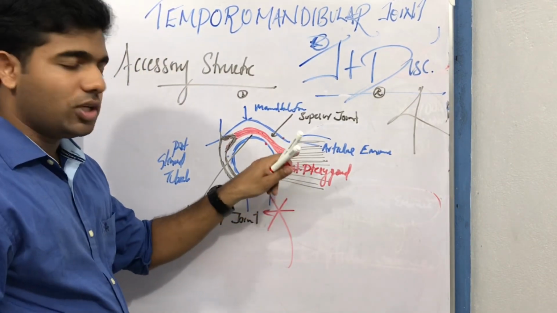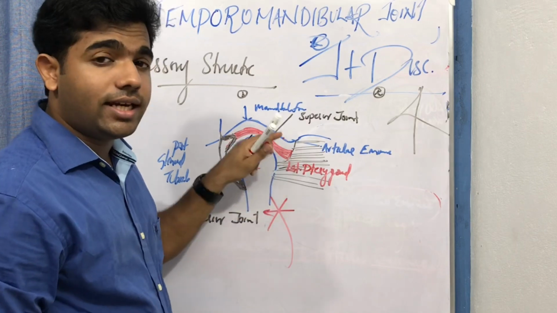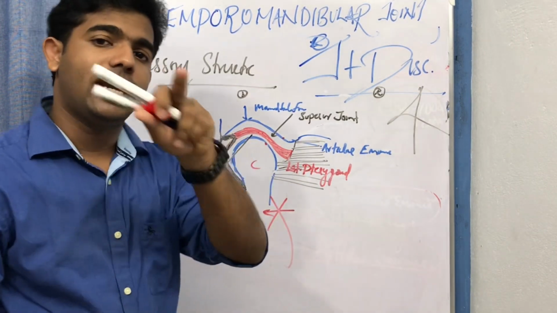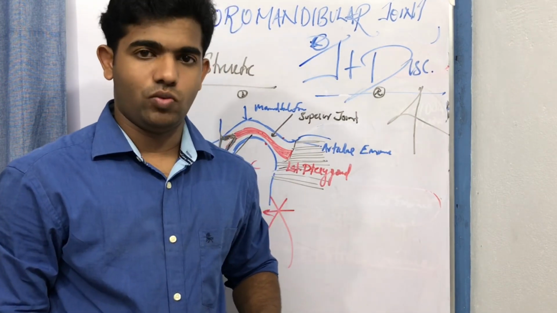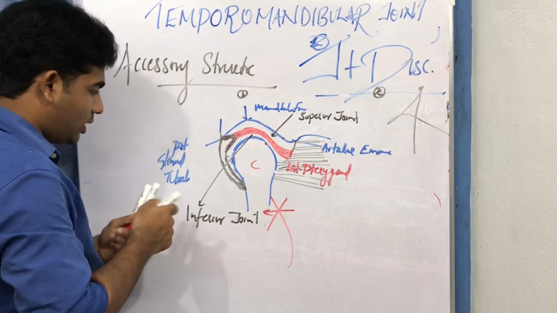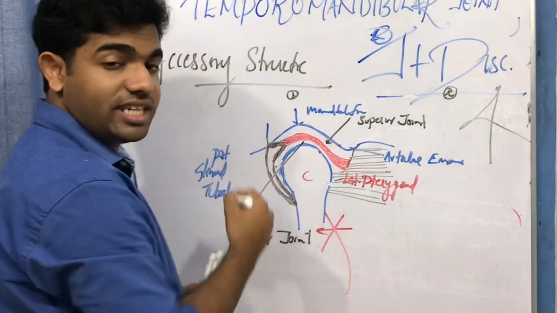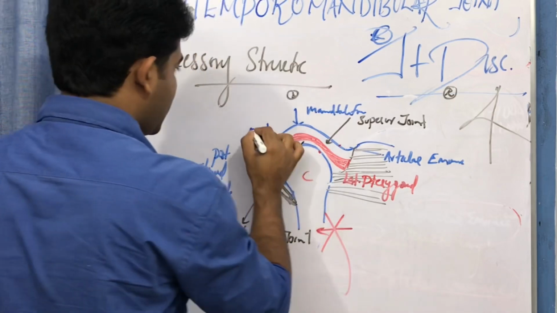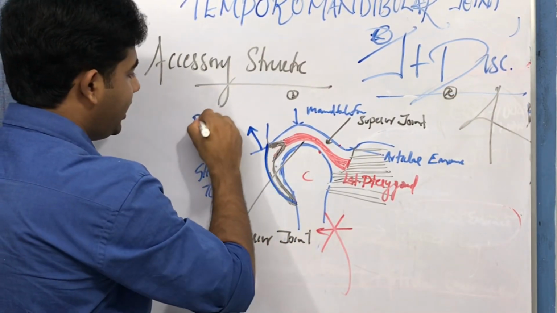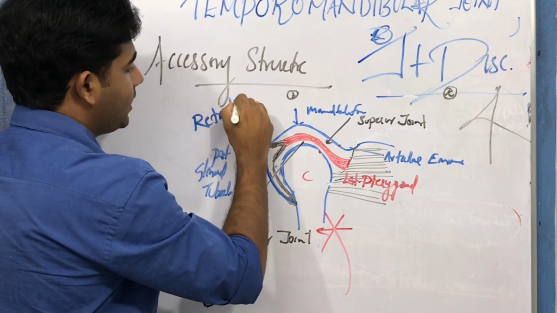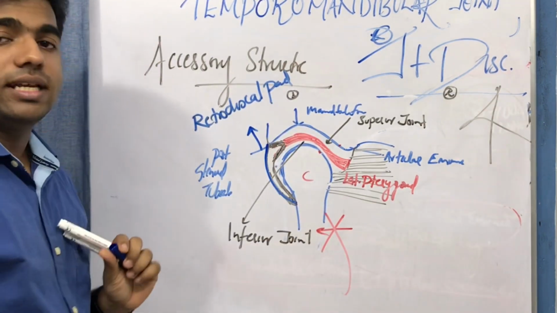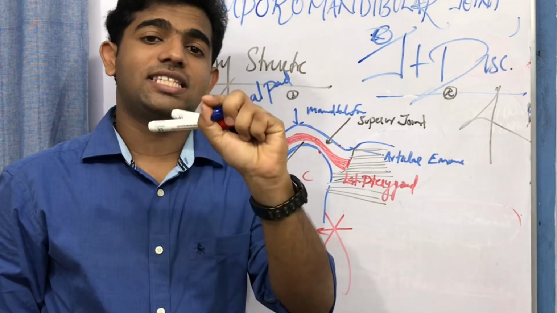So the lateral pterygoid muscle is seen anteriorly attached to the disc, and this anterior attachment prevents the posterior translation of the temporomandibular joint, right? Yes, very good. And posteriorly, the disc is attached to a peculiar structure. This structure over here is known as the retrodiscal pad.